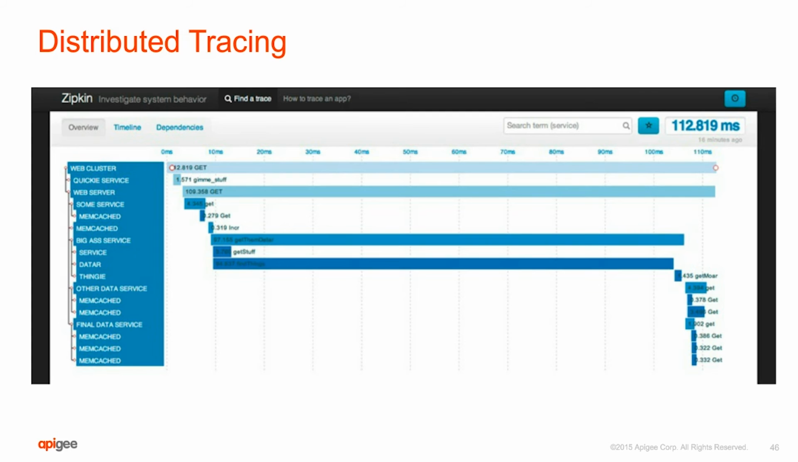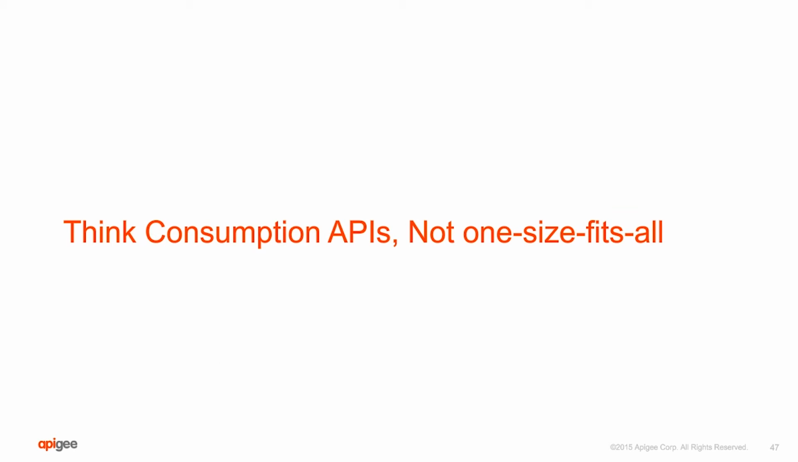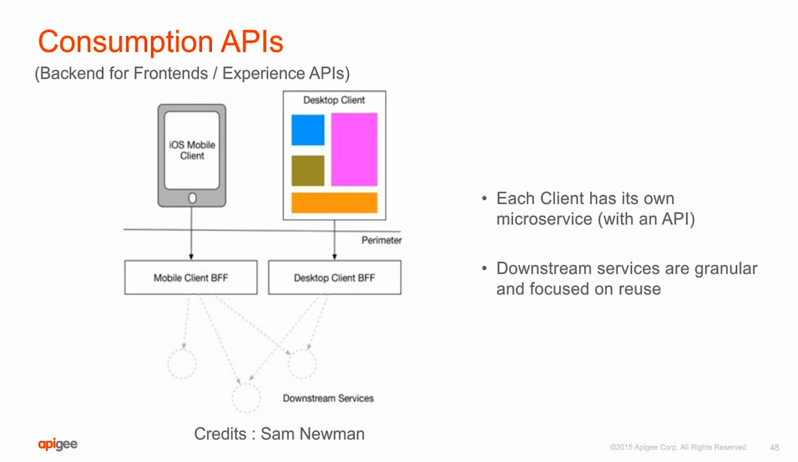And so, the last kind of major tip, and I think this is actually the beauty of microservices, is the idea to create consumption-focused APIs, right? Not create these one-size-fits-all. And what I mean by consumption APIs, they have other names around it. Sam Newman calls it the backends for front ends pattern. Netflix calls them experience APIs. And the idea is to create a service geared towards the application, right?